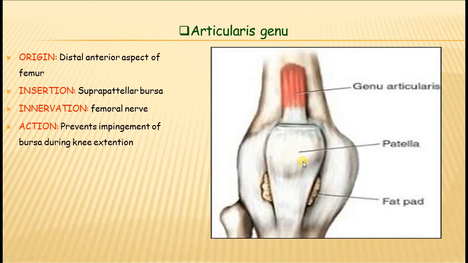So it keeps the suprapatellar bursa in position, preventing impingement of the bursa during knee extension. It does not get caught between the femur and the tibia. So that is the articularis genu muscle for you.